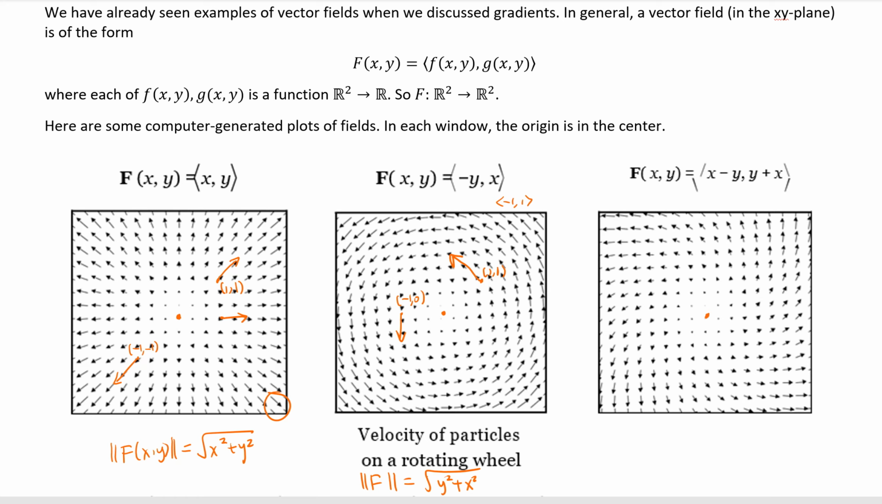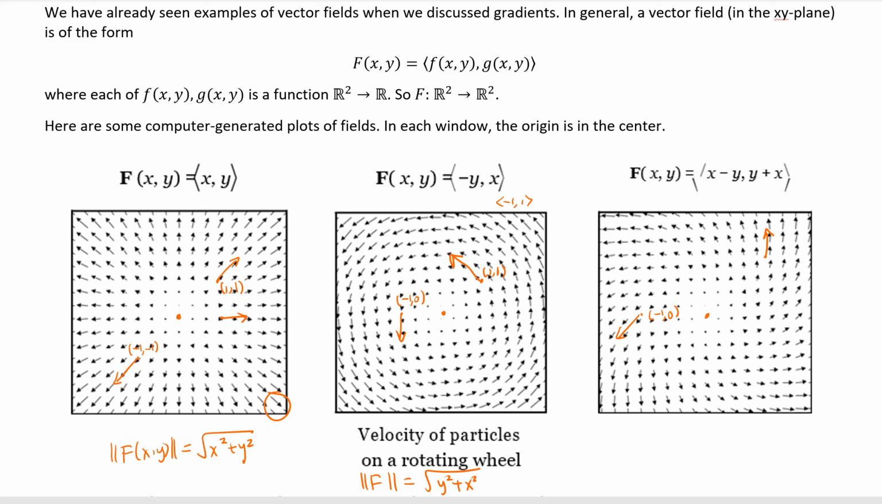This one at 0, 0 is 0. Let's see at 1, 1. If this is 1, 1, then 1 minus 1 is 0, and 1 plus 1 is 2. So it looks like at 1, 1 it's going up. And let's look at this point. If this point is -1, 0, then x is -1, y is 0, and we have -1, -1. So you can see -1, -1 is going this direction.